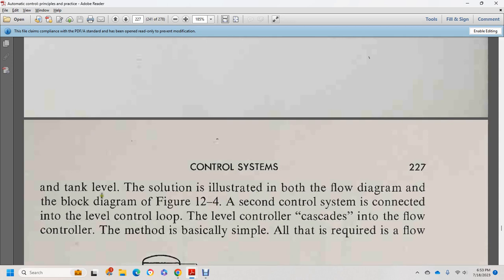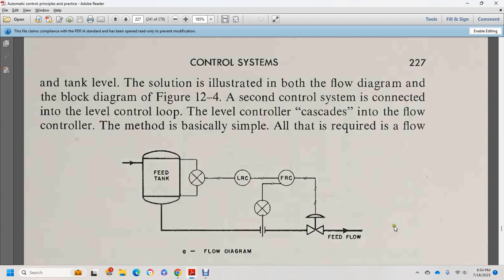Illustrated in both the flow diagram and block diagram 12.4 is a second control system connected into the level control loop: level control cascades into flow control. The method is basically simple. Also, the required quantity is flow. You have the feed tank, and you have your flow diagram.